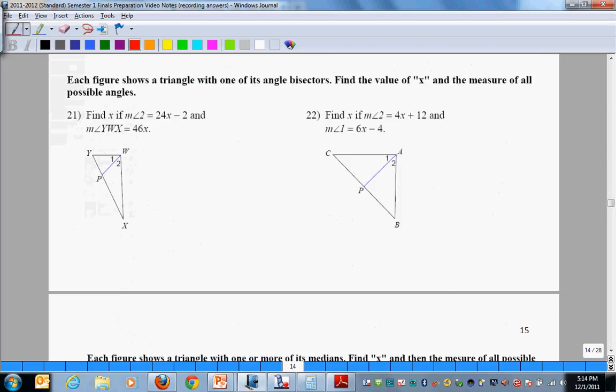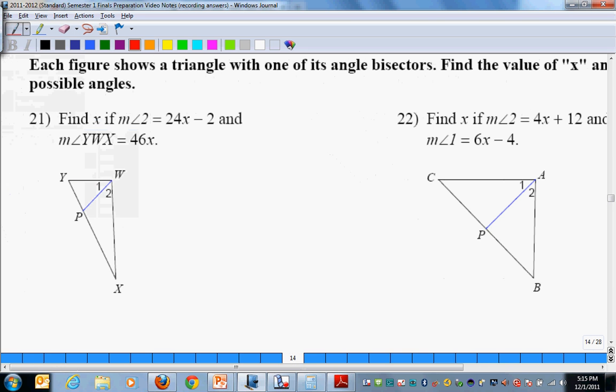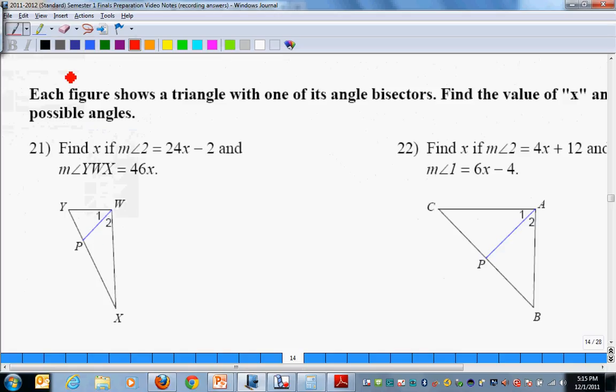Number 21, it says each figure shows a triangle with one of its angle bisectors. Find the value of x and the measure of all possible angles. So if this is an angle bisector, I'm going to stretch it out. I'm going to write bisect on it, and that implies angle 1 and 2 are congruent. Now we're going to see what kind of information we're given. The measure of angle 2 is 24x minus 2. That's just angle 2.